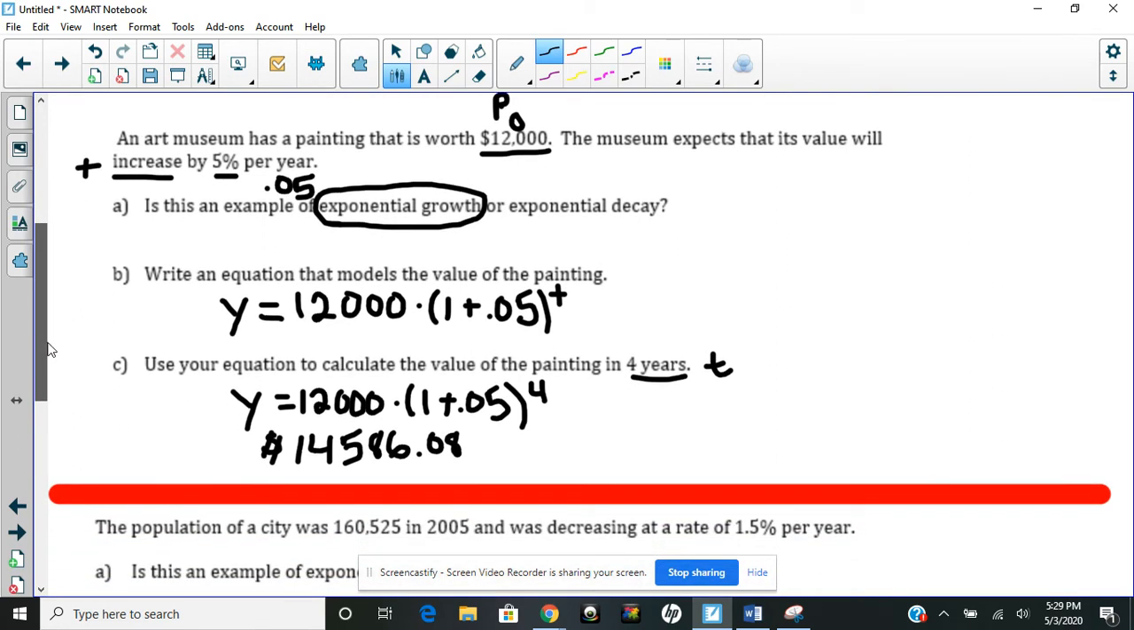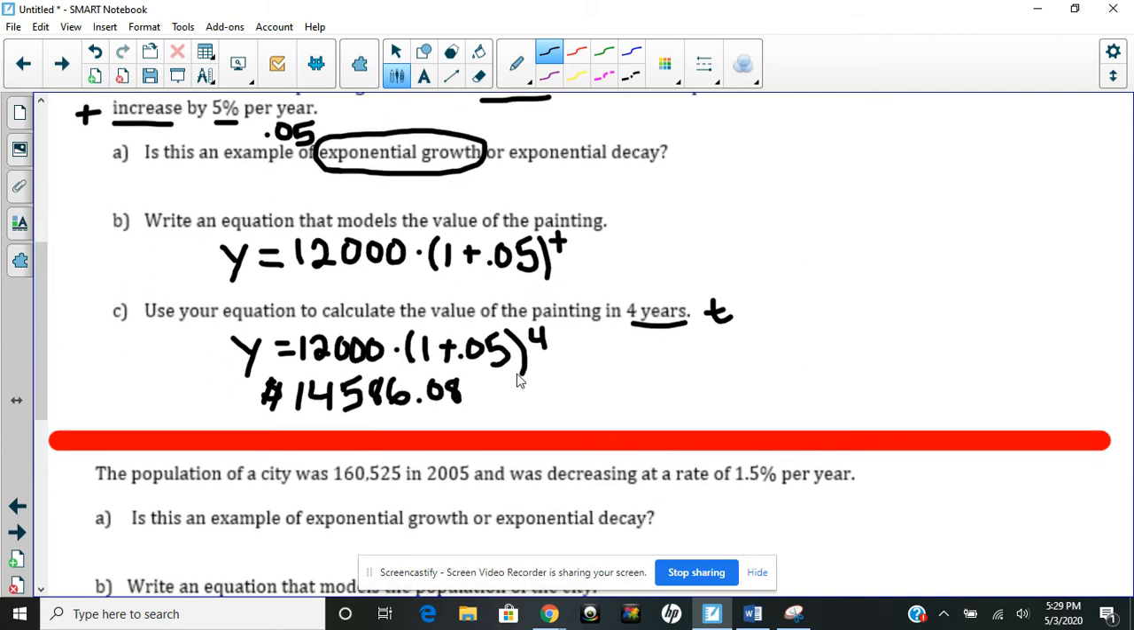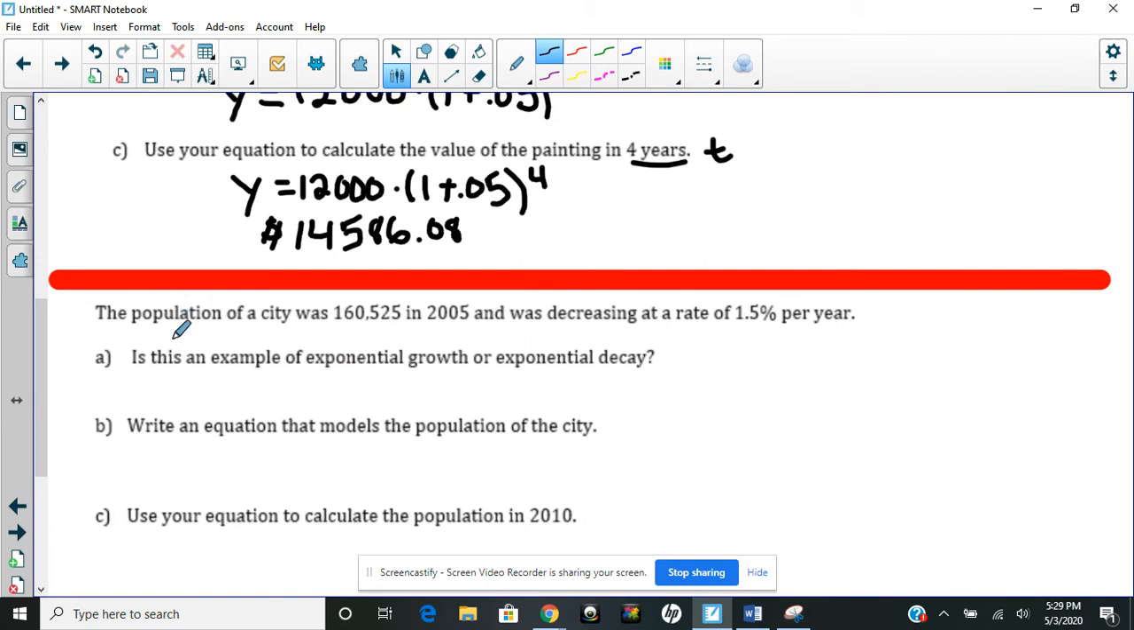So now we're going to do an exponential decay. Same exact formula, except when we decay, instead of adding, we are subtracting because it's going down. So we have a population of a city. Population means we're talking about people, so when we write our final answer here, we're not going to have any decimals because people are full numbers. So the population of a city was 160,525. That's going to be my P of 0. It's my initial amount in 2005 and was decreasing.